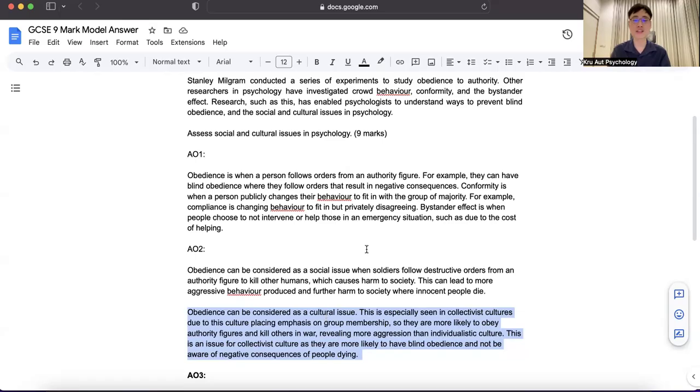And the same, it depends on whether we choose social or cultural issue. We do that for conformity and bystander effect to get all of the 3 marks in AO2. Okay, so this will be like 3 marks in AO1, 3 marks in AO2. We'll get 6 out of 9 for now. Then the difficult bit will be AO3.